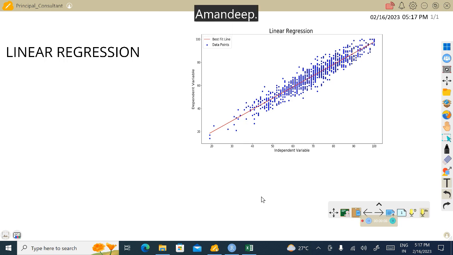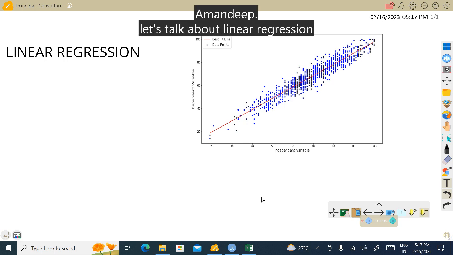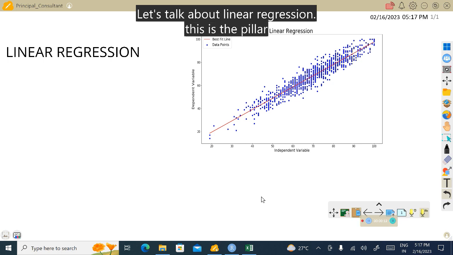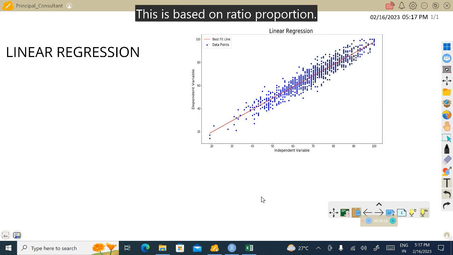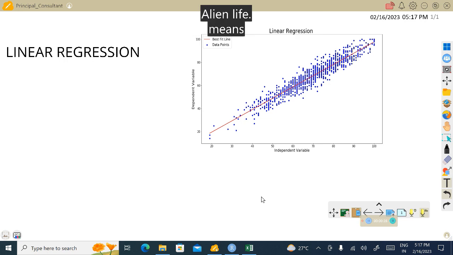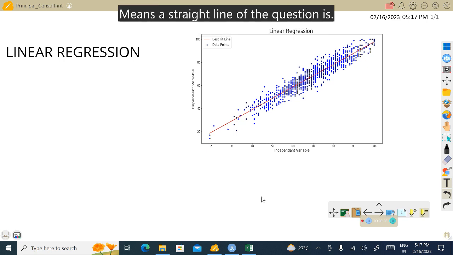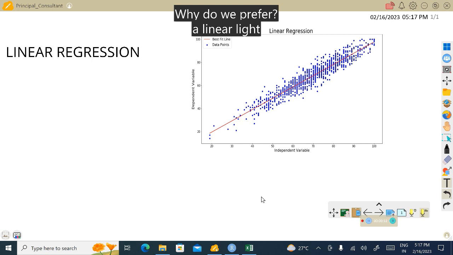Let's talk about linear regression. This is the pillar, this is the foundation of any analysis. This is based on ratio, proportion, and linear line means a straight line. Now, the question is, why do we prefer a linear line, a straight line, for predicting something?